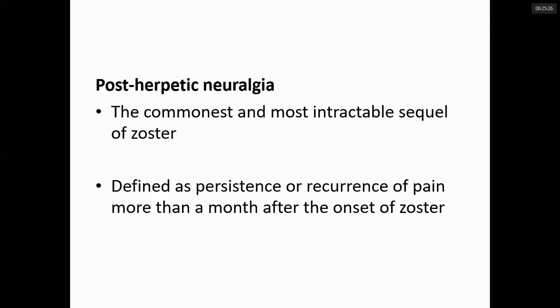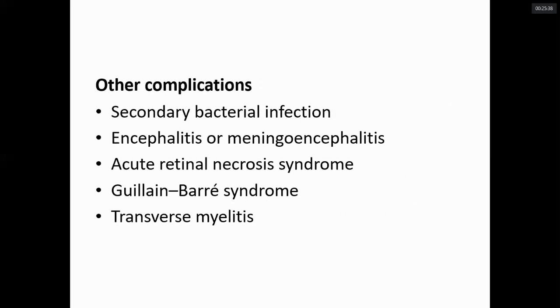Now, post-herpetic neuralgia is the commonest sequela of herpes zoster, and it is defined as persistent or recurrent pain which persists for more than a month after the onset of zoster. There can be other complications also, like secondary bacterial infection, encephalitis, acute retinal necrosis syndrome, Guillain-Barré syndrome, transverse myelitis.